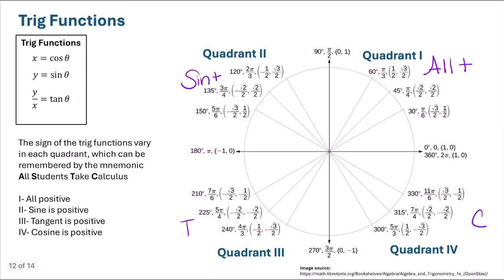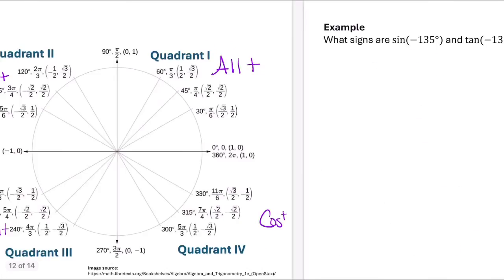T in quadrant 3 means that tangent is the only one that's positive because notice that both cosine and sine are always negative. So if you do a negative over a negative, that gives you a positive. And then finally in quadrant 4, that's where cosine is positive, because notice that all of these cosine values are actually positive and the sine values are all negative. So that's the mnemonic: all students take calculus. So if you know the quadrant of the terminal side of an angle, you can tell me which trig function is going to be positive or negative.